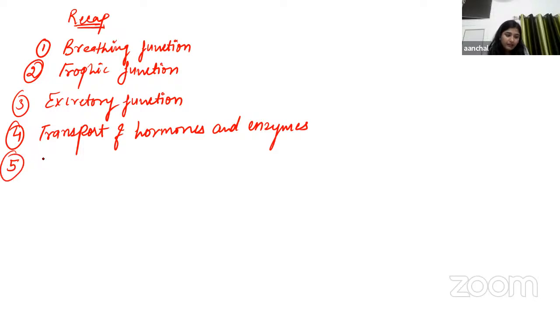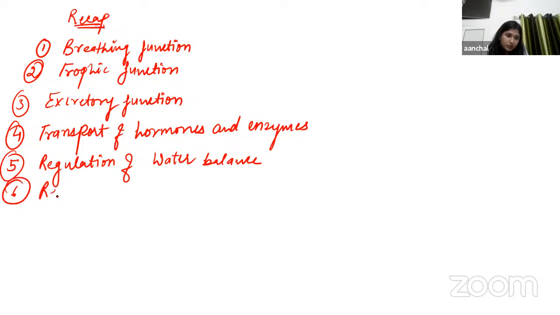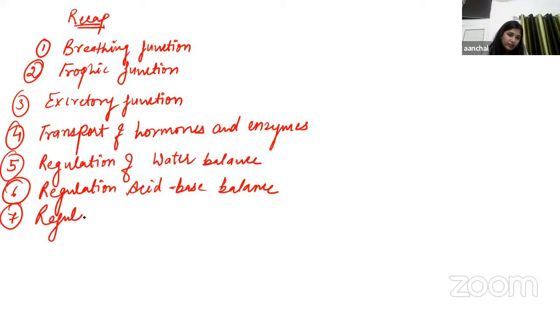Then the fifth function we have is regulation of water content, or we can write regulation of water balance. Then sixth, we have regulation of acid-base balance. That also we have learned, the role of hemoglobin and the role of plasma proteins. Then the next function we have is regulation of temperature by the mechanism of heat loss and heat gain.